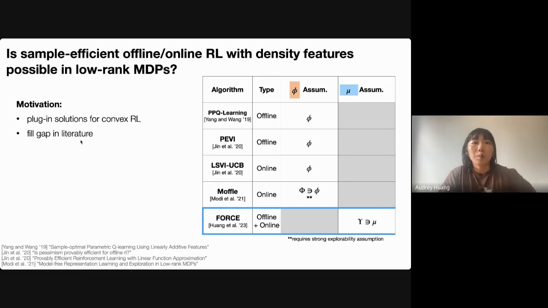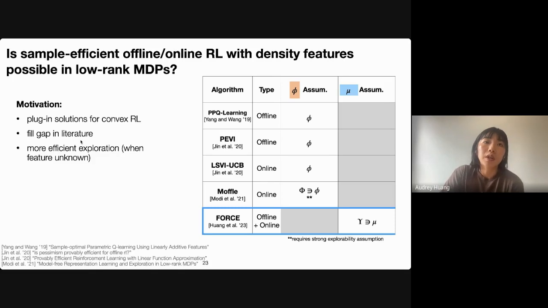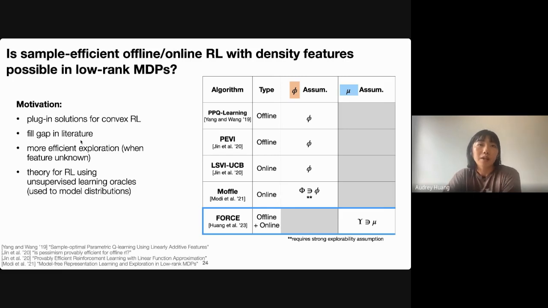For example, MOFL, which is the second row from the bottom, requires some reachability assumptions to make this work. So this brings me to the third motivation, where hopefully with the density features and occupancies, we can explore more efficiently and obtain better guarantees in the representation learning setting. And lastly, this also provides some theoretical foundation for RL on top of unsupervised learning oracles and generative modeling, which is what we later use to model the occupancies, and which is frequently used in empirical RL.